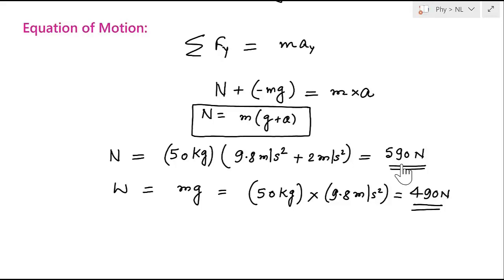So in this case, apparent weight is 590 Newton, but the actual weight is only 490 Newton, and the increase in weight is due to the fact that this lift is coming to rest, or decelerating, or in other words, it is accelerating in the upward direction. To accelerate in the upward direction, the lift has to apply a force, and this force is equal to 100 Newton on this Bowman, and that's why the apparent weight is larger than the actual weight. So I can summarize this fact.